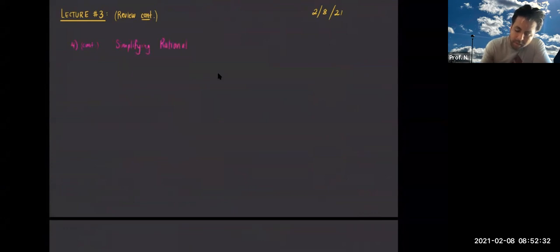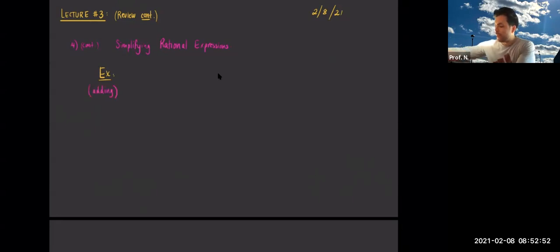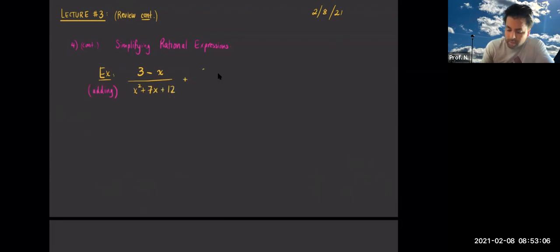rational expressions. And this is going to be an example on adding. Now I'm going to have 2 rational expressions, and I'm going to ask, how do you add them? So for example, if I have (3 minus x) over (x squared plus 7x plus 12), and if I add that to (x minus 5) all over (x plus 4).